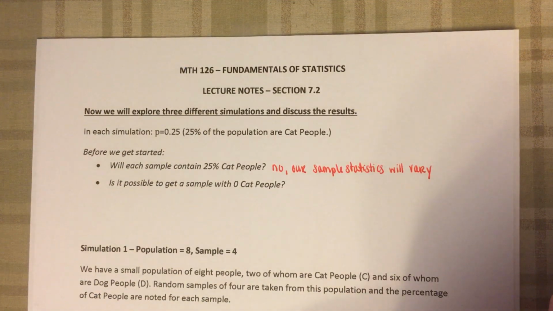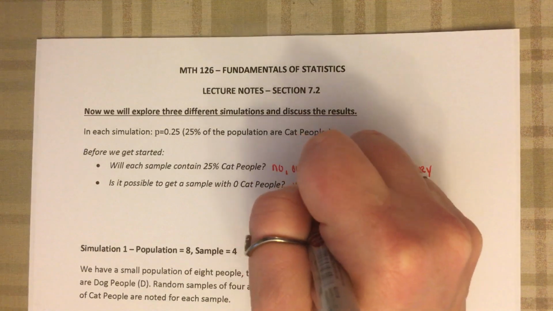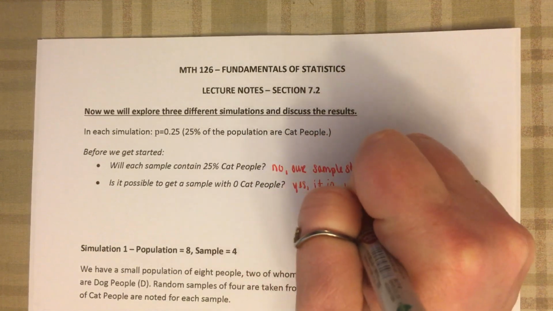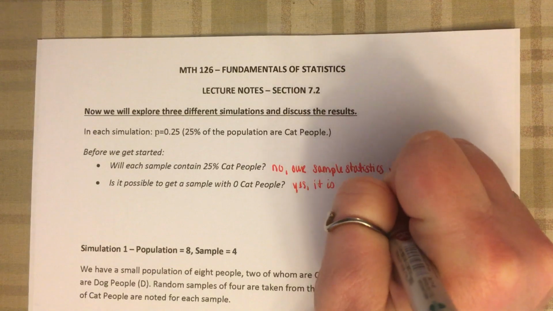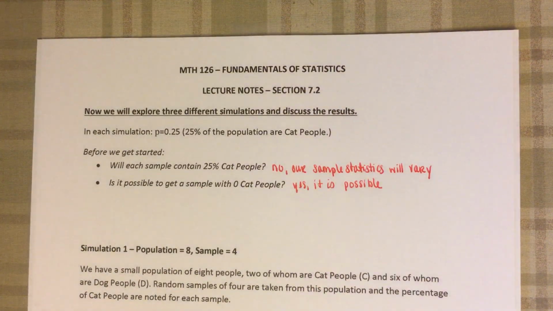And is it possible to get a sample with 0 cat people? Yes, it is possible. We saw that in the little simulation that we worked through on the previous pages. Those percentages that we got in our table varied between 0.25 and 0.50. So our sample statistics vary from sample to sample, and one of those did have a sample with 0. So it is possible, and it's going to continue to be the case as we go through the simulations that we're going to look at.